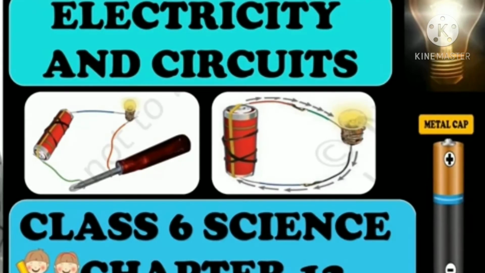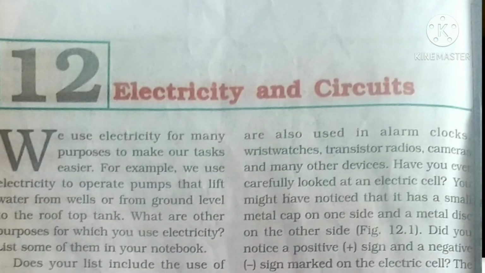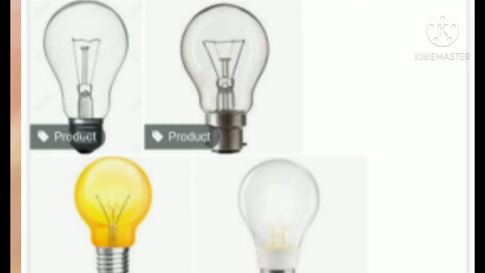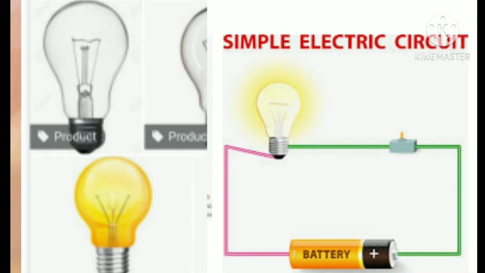Children, today we will start the new lesson of your book, lesson number 12, Electricity and Circuit. Okay, so today we will start the lesson number 12. In this session, we are going to cover the topics electric cell, electric bulb, and an electric circuit.